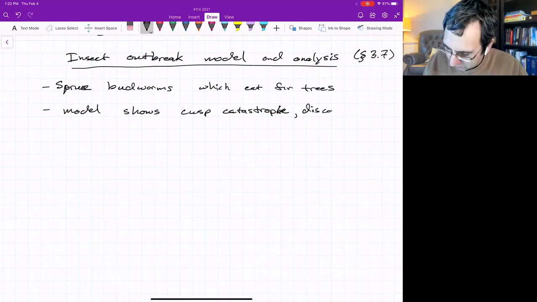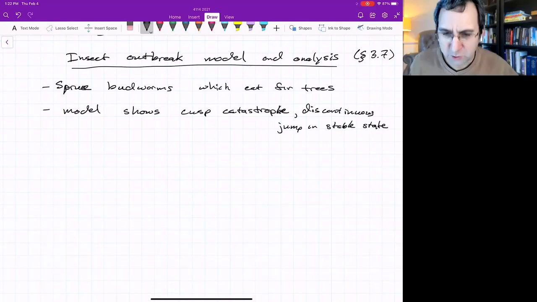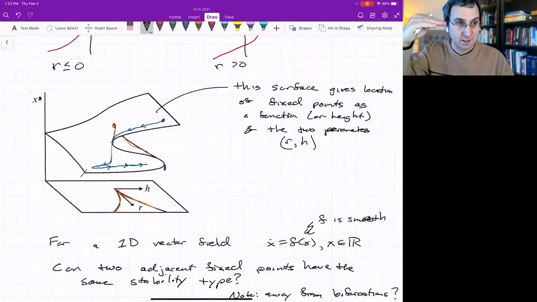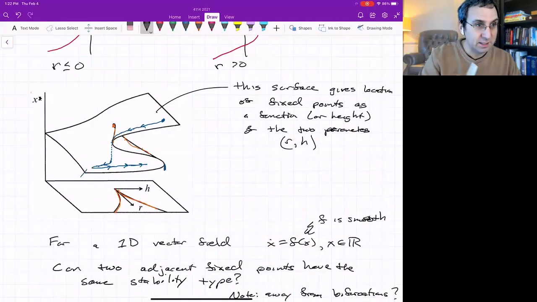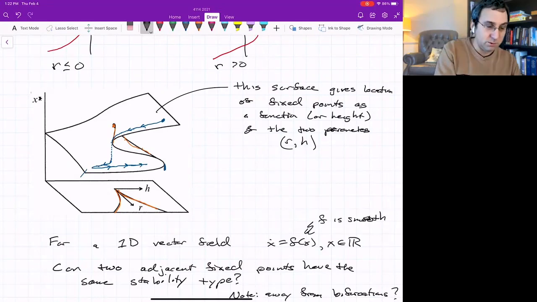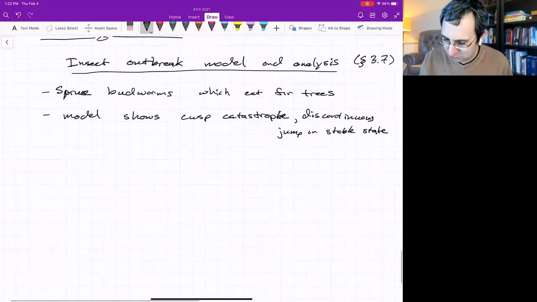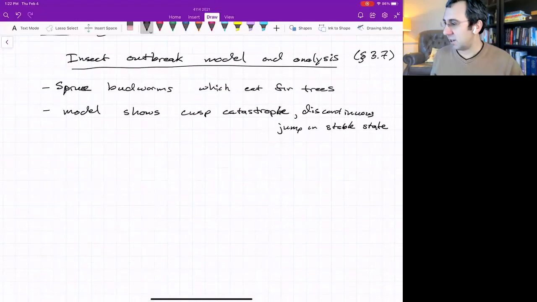The Cusp Catastrophe implies a discontinuous jump in stable state as you vary a parameter even a little bit. Usually we expect small changes in a parameter to lead to small changes in state, but that doesn't happen at these points where you jump from a surface like the top surface down to the lower surface. We changed H a little bit and went from a stable state way up there to, whoa, far away. Maybe one is desired and one isn't, and then it's not easy to even get back to the good state.